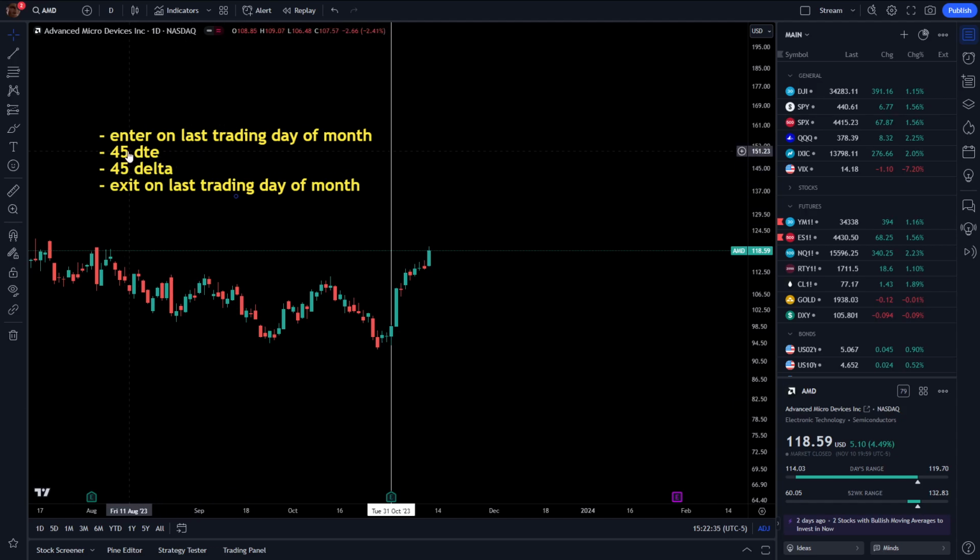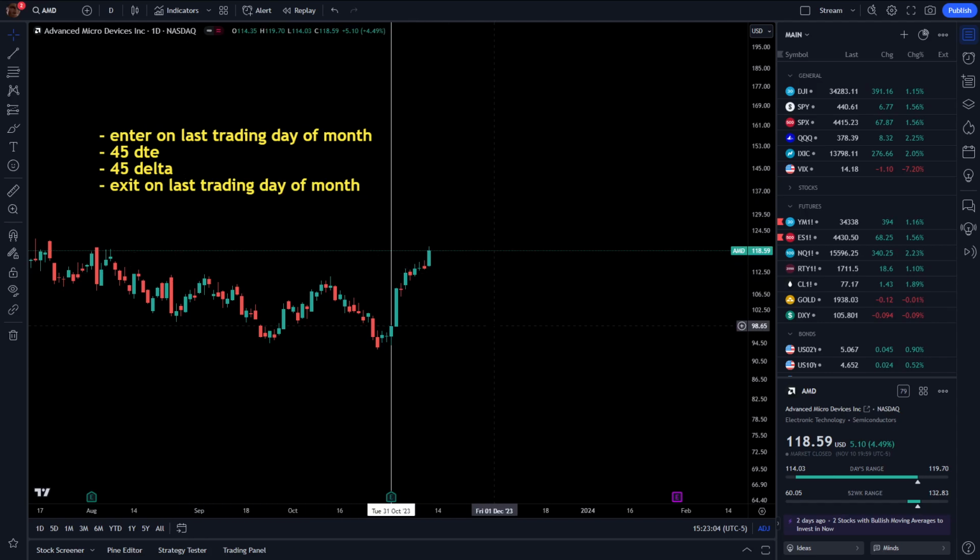So I enter on the 45 DTE, 45 Delta, and these change month to month. I might enter on a 50 DTE and a 42 Delta or a 50 Delta, depending on where the prices are. Each month varies, and you'll see as time goes on what I'm choosing and how that works. And then it's basically just holding throughout the entire month.